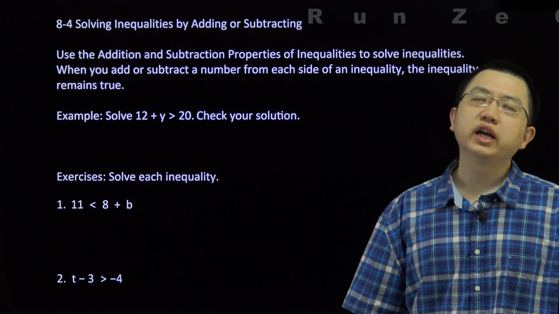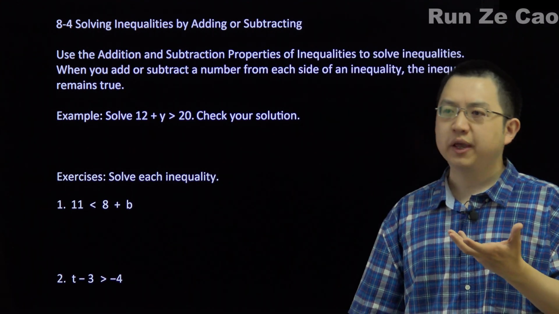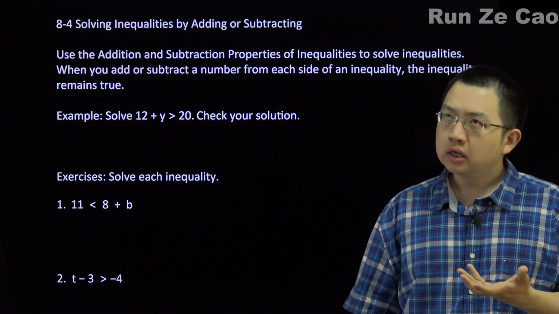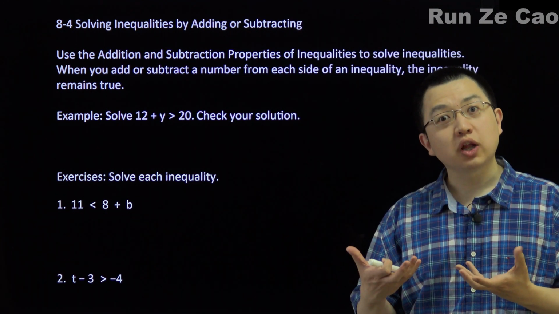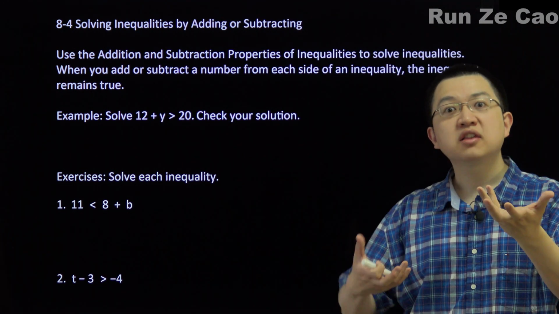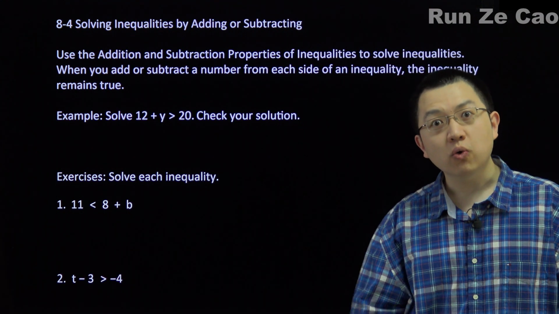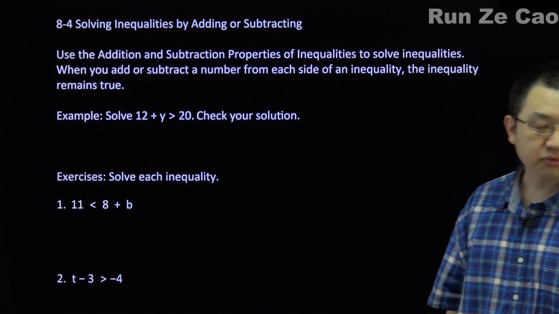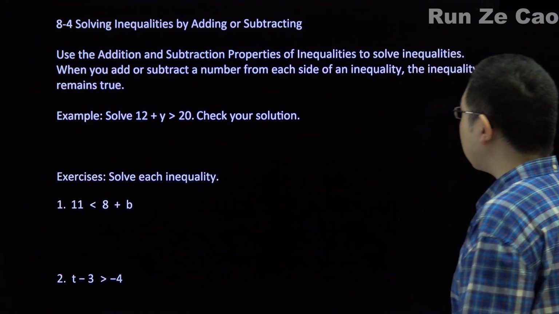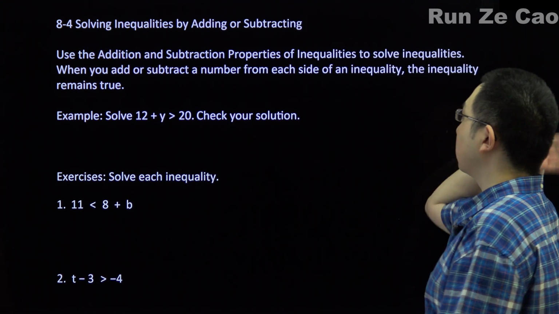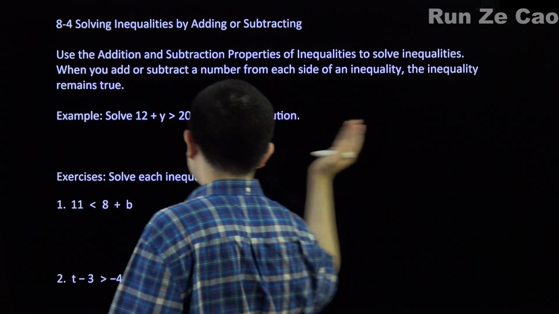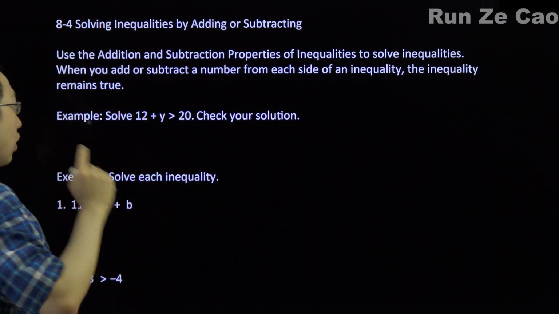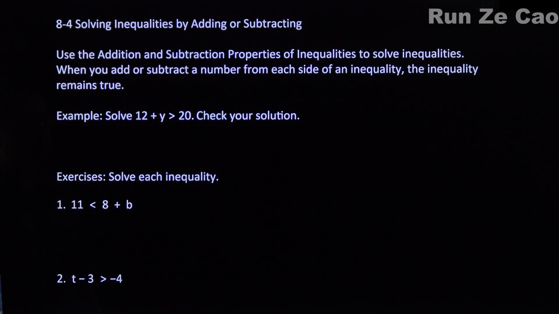Let's say we have a relationship where 5 is bigger than x. Okay, then if we add 2 to both sides, is 7 still bigger than x plus 2? Yeah, it is. So the addition and subtraction properties of inequalities are the same as for equations. When you add or subtract a number from each side, the inequality remains true.